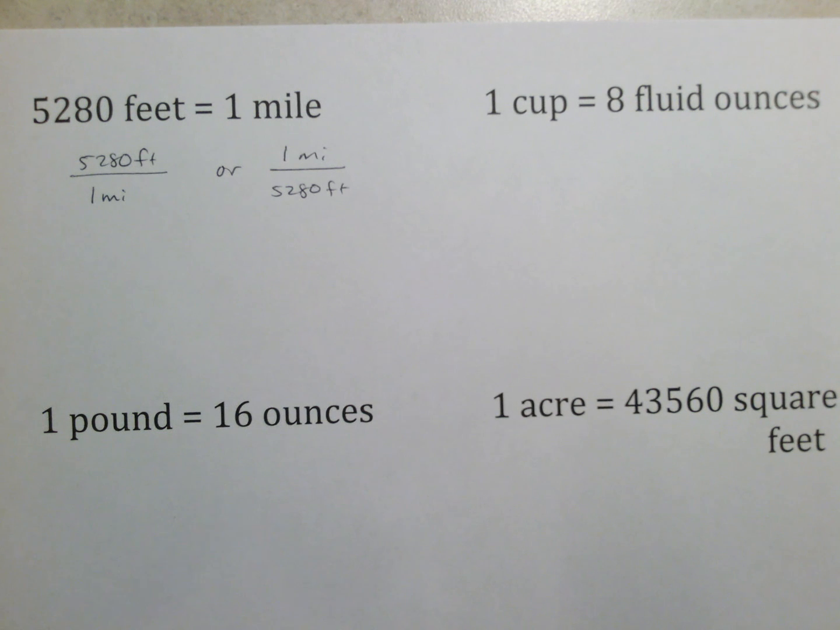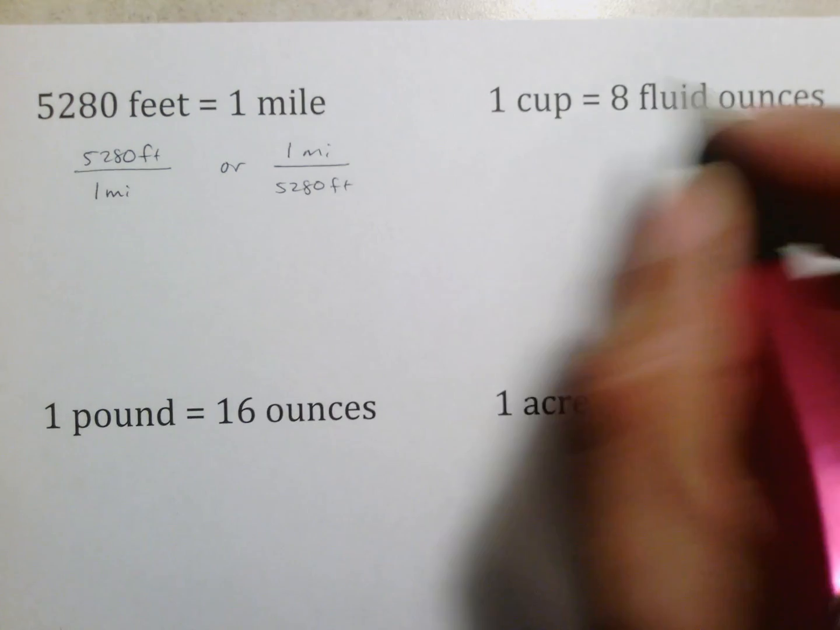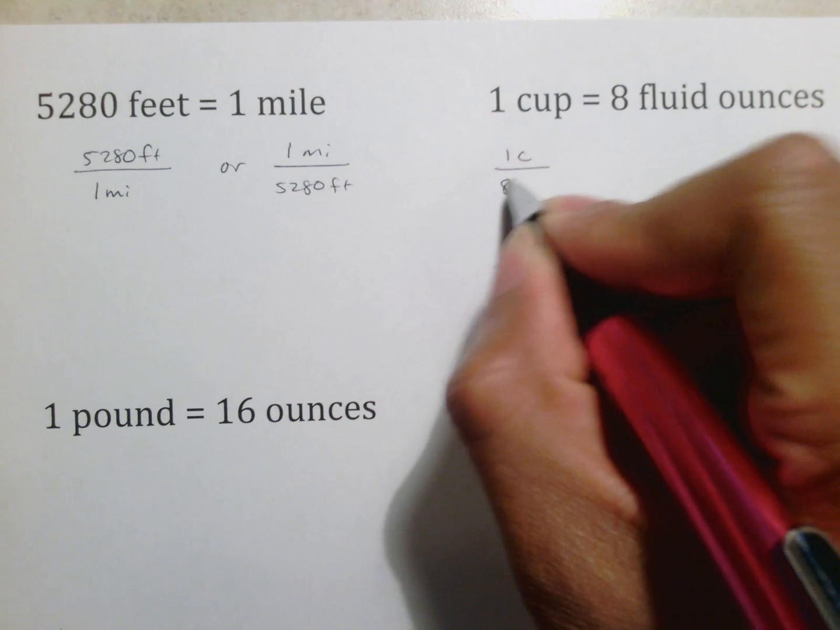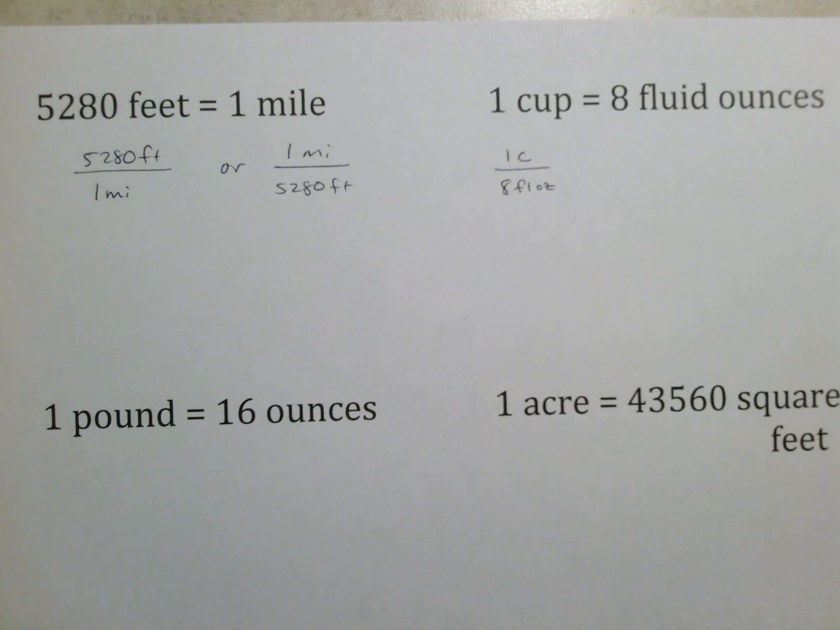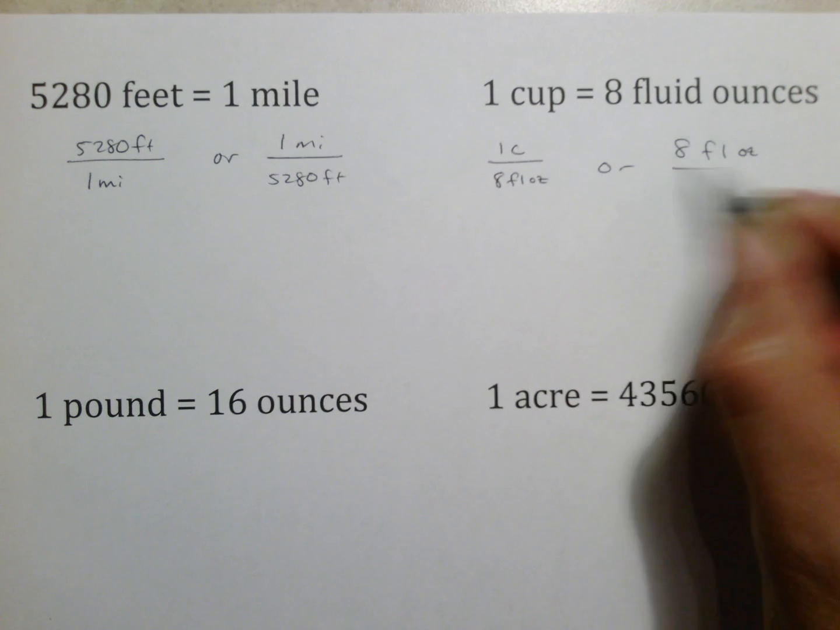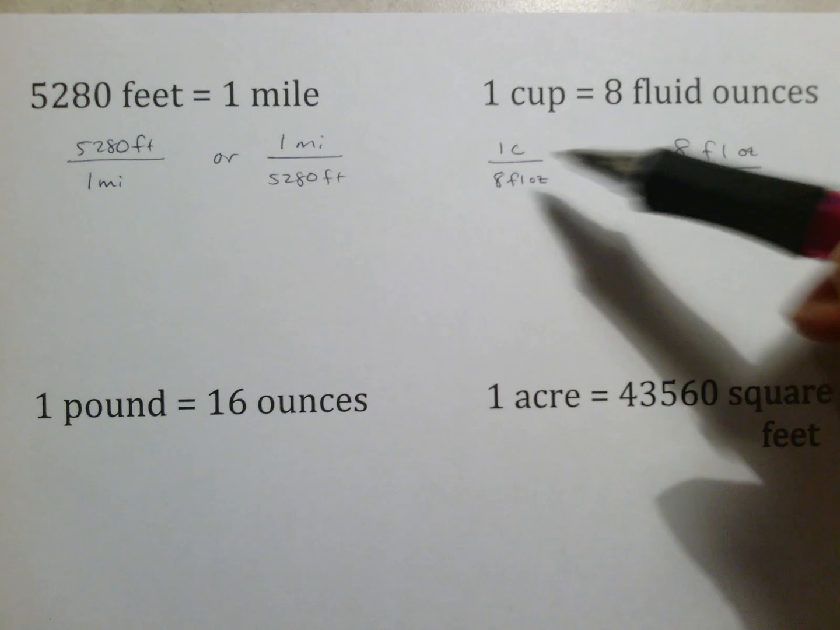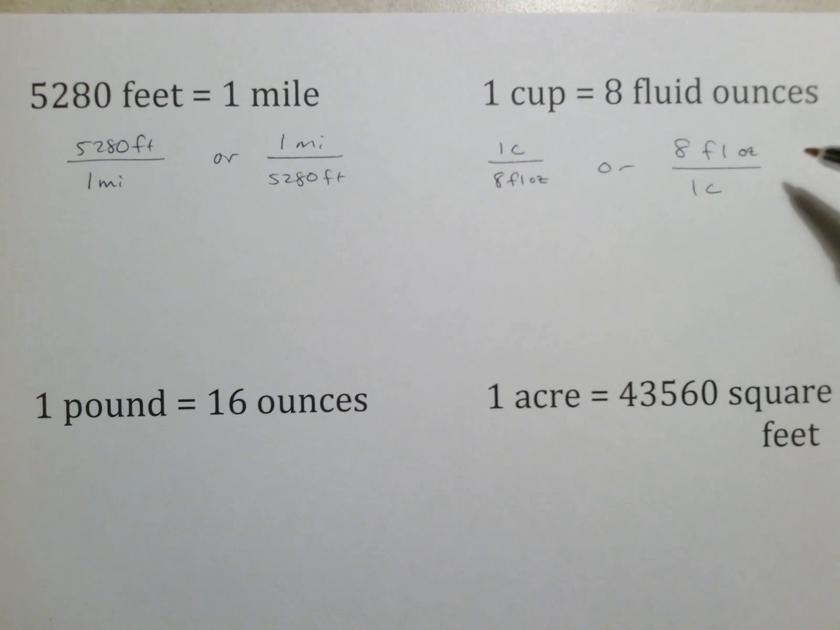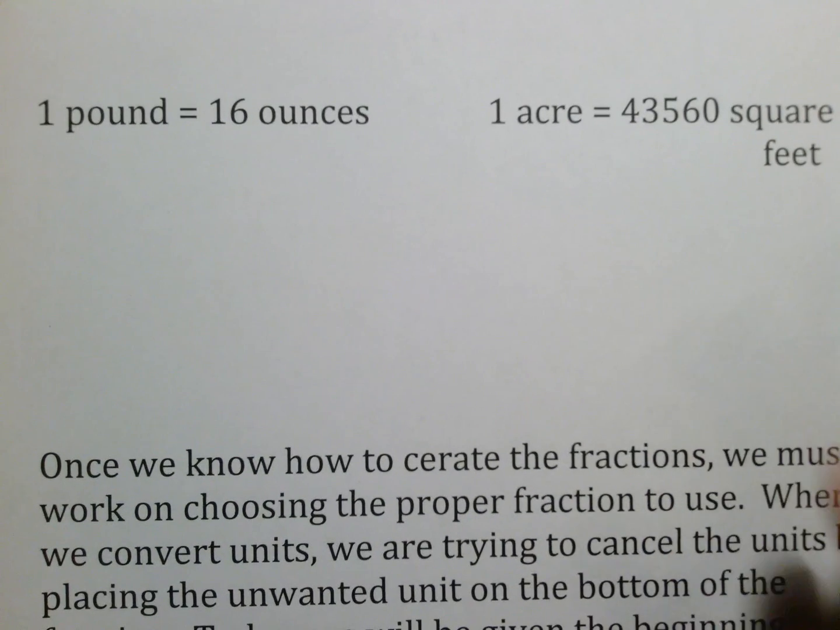But MI is mile, M is meter, FT is feet, C is cup. So when I do 1 cup equals 8 fluid ounces, that's my conversion sentence. I can put 1 cup over 8 fluid ounces, or I can put 8 fluid ounces over 1 cup. You can put this on top with the other one on the bottom, or this on the bottom with the other one on top. That is how you can turn a conversion sentence into a fraction.